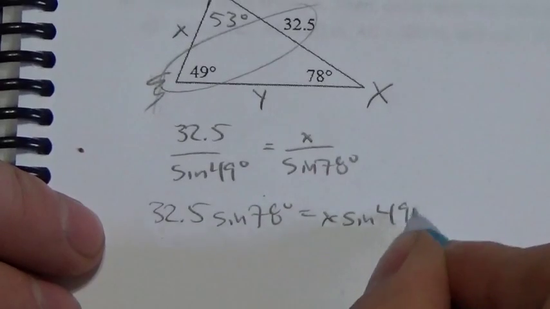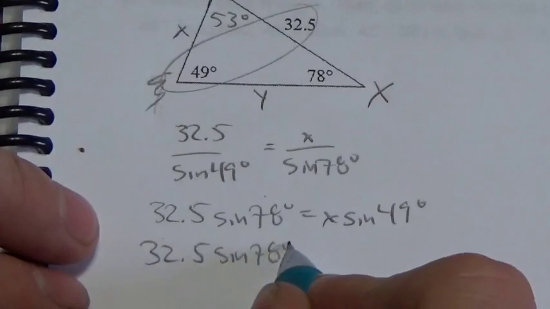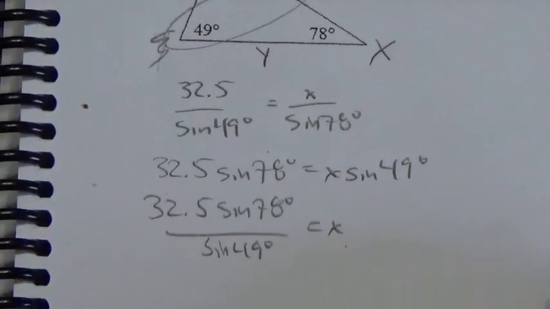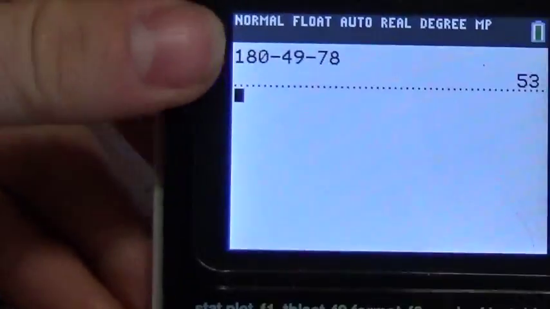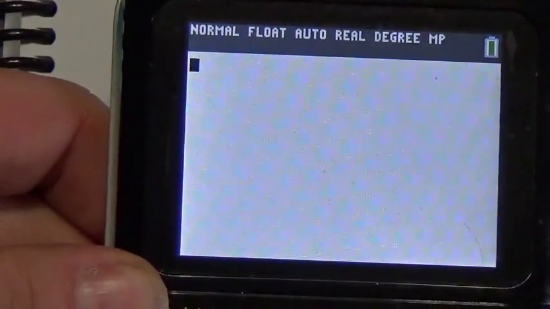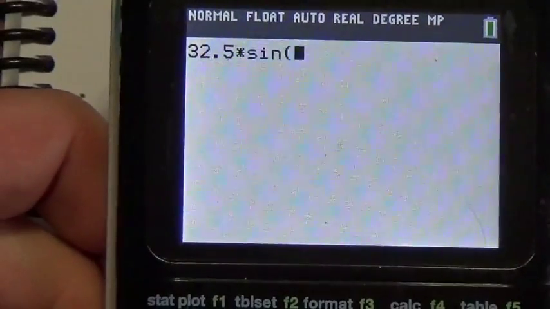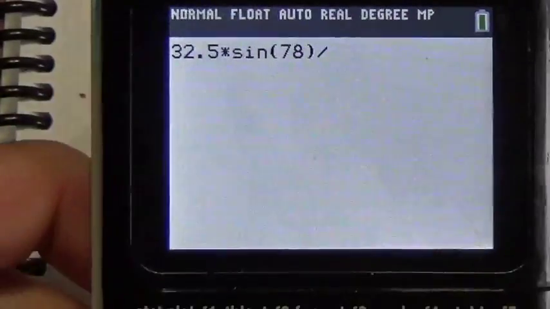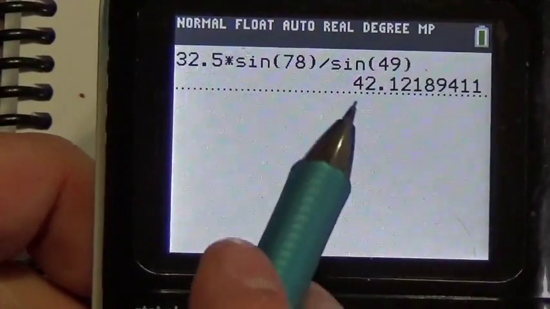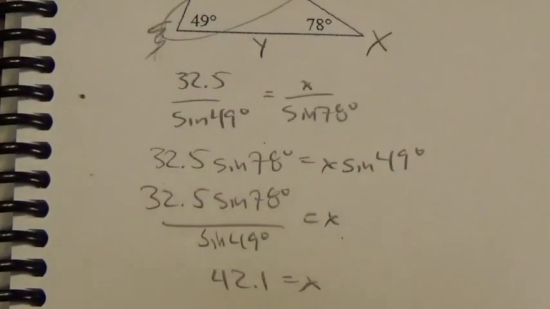Multiplied by the sine of 49 degrees, and then we're going to divide. So 32.5 sine of 78 degrees over the sine of 49 degrees is equal to x. Okay, now this is just calculator work. So 32.5 multiplied by the sine of 78, divided by the sine of 49. Okay, and there we go, 42.1. Whatever the units happen to be.